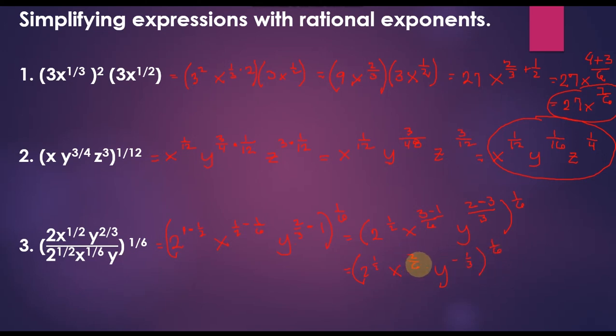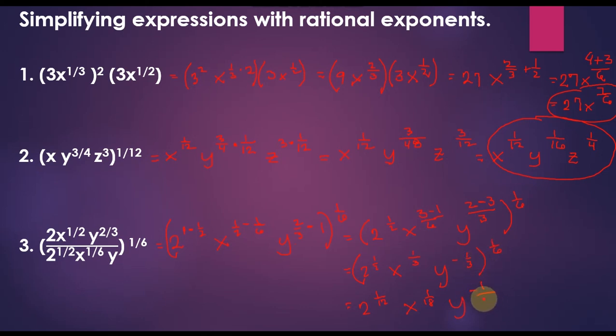Then of course, this 2 over 6 can be simplified to 1/3. Now, we use power of a product here. We distribute 1 over 6 to each exponent, which will give us 2 raised to 1 over 12. x: 1 times 1 is 1, 3 times 6 is 18. For y, we have here negative 1 times 1, negative 1.